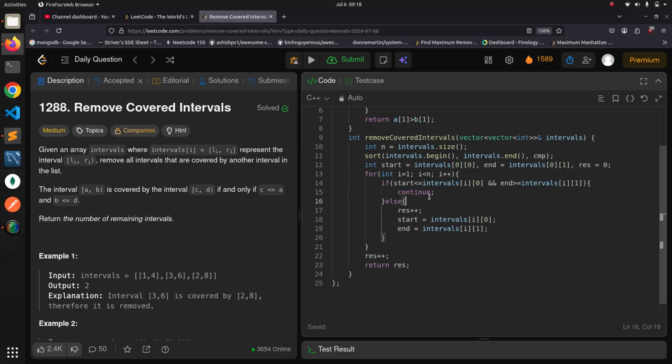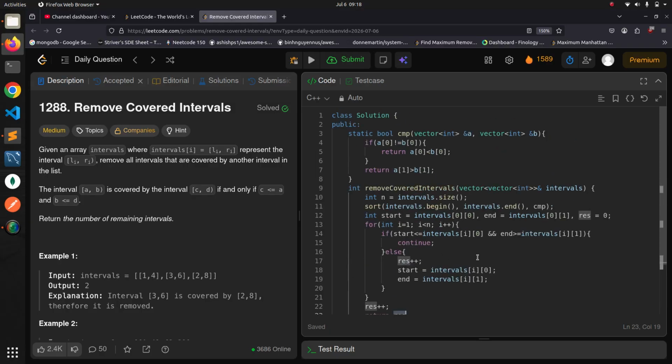it means that we can cover this interval inside the current start and end point. So this interval will get merged into the current interval. So we will continue, and res should not be increased. Else, this interval is not covered inside the current interval. Then we will increase res, and the new start and end will be the current interval's starting and ending point. In the end, we will just increment our res because it is necessary, since we started with 0, and we will return res.